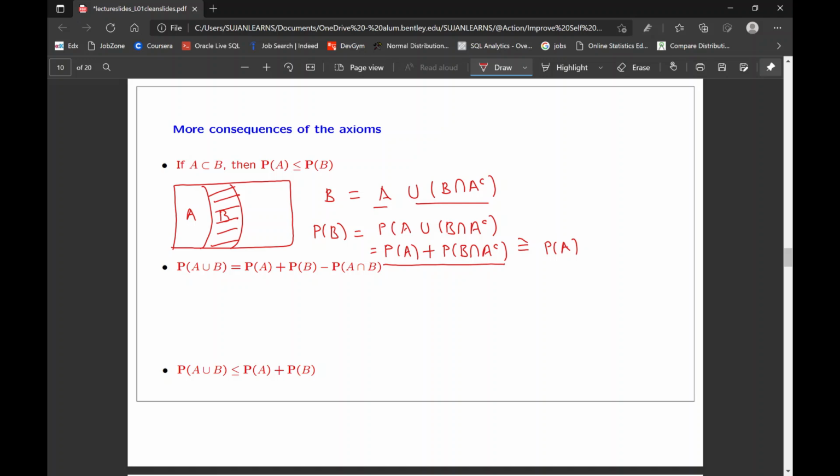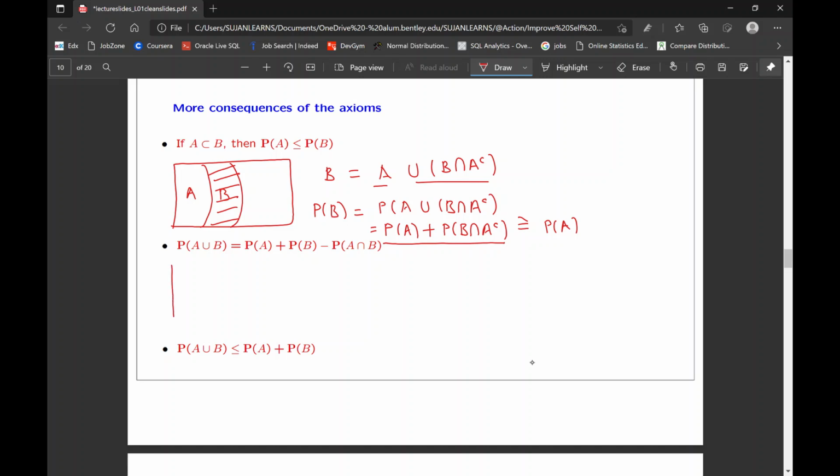Secondly, we'll focus our attention on the second consequence of the axioms, that is, given that A and B are not necessarily disjoint, probability of A union B is equal to probability of A plus probability of B minus probability of A intersection B. So let's start on how to prove this.